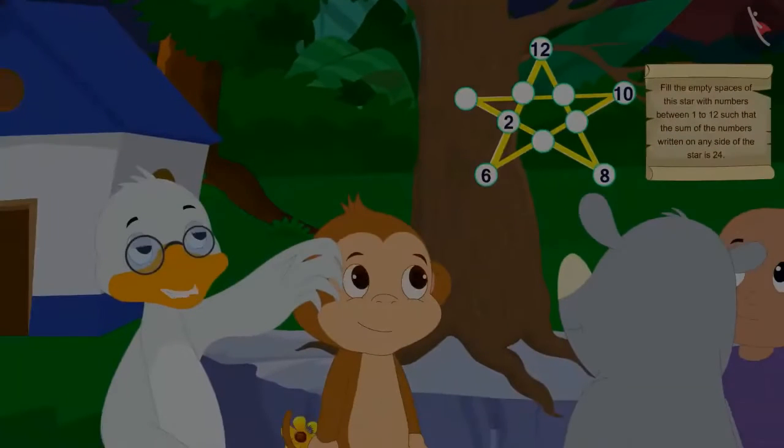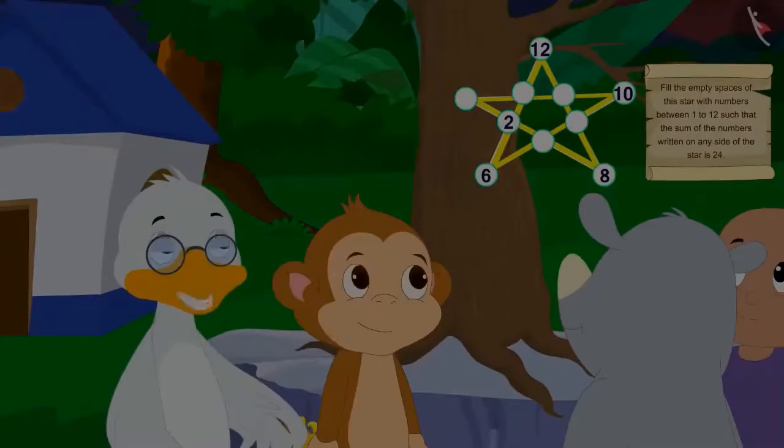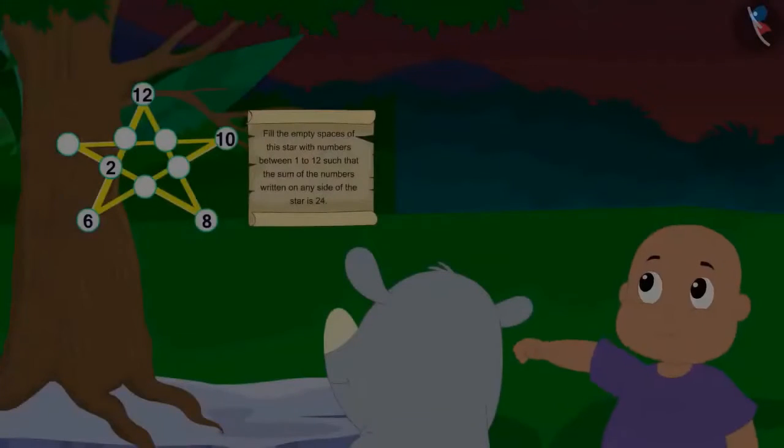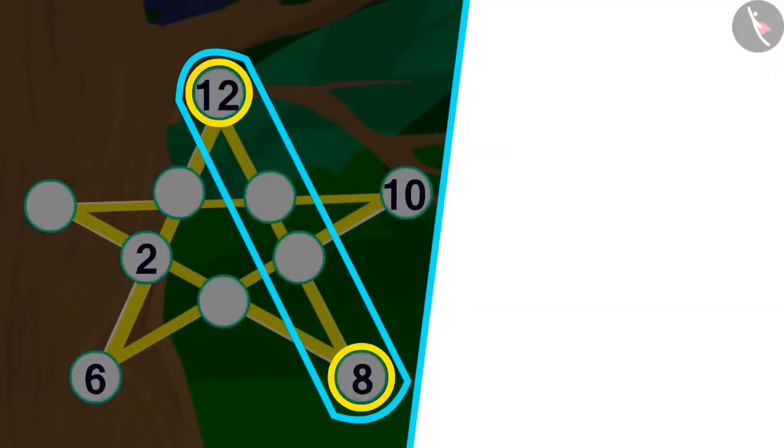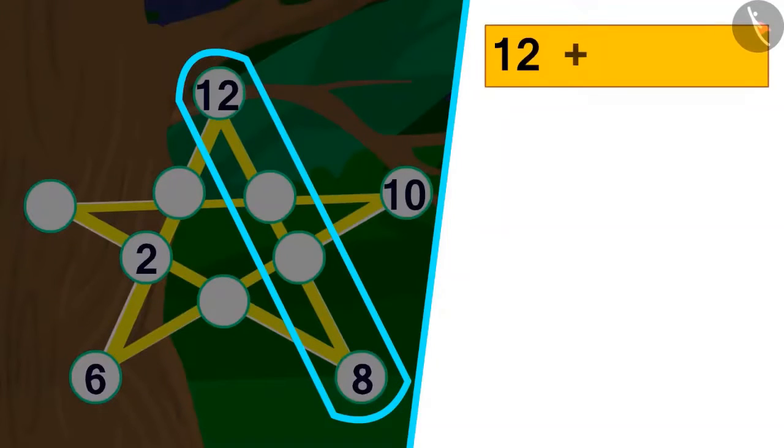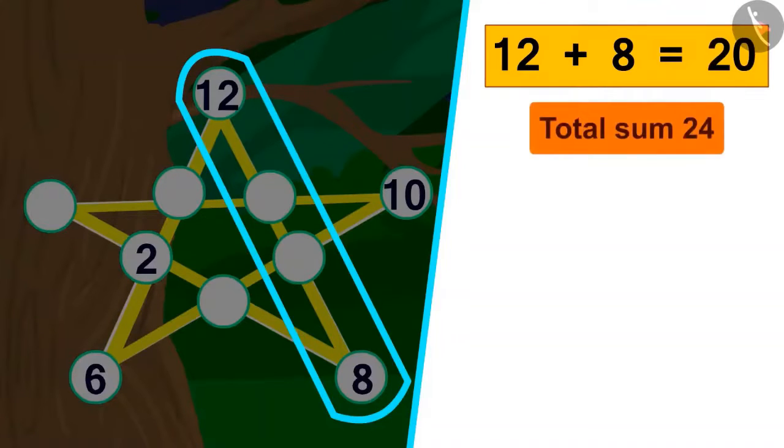Let's all try to fill these empty spaces together, uncle told all the villagers. Look, uncle, on this edge there are two numbers, 12 and 8, already written. If we add these two numbers, the answer will be 20. Now, the total addition of this edge should be 24.